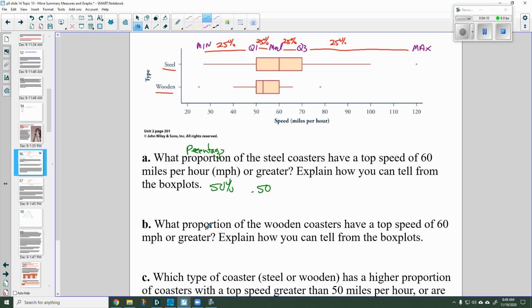What proportion of the wooden roller coasters, now we're looking at, have a top speed of 60 miles per hour or greater? Well, I can take the same 60 miles per hour right here. Again, this is greater than 60 miles per hour, and it very conveniently lands right on the Q3 of the wooden roller coaster box plot, which means that 25% of the wooden roller coasters have a top speed of 60 miles per hour or greater.